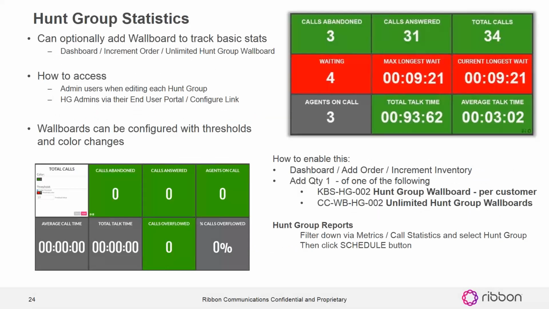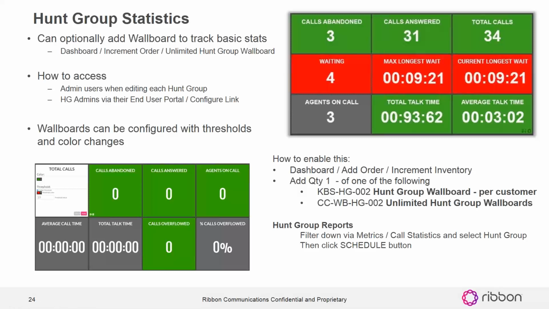So, wall boards. These are near real-time statistics for a given hunt group. And again, whether it's an advanced hunt group or a standard hunt group, doesn't matter. This is something that's optional. There is a fee for this, so you are being charged for this. You would need to go in and make sure a product is configured first, but there are one of two that you'll have in your catalog to do. You'll either have the, down here at the bottom, KBS HG002, or you could have the CC Wallboard Hunt Group 002. It's the same thing. One of the two of those, you'll add only one to a business, and then you can have Wallboards Deluxe.